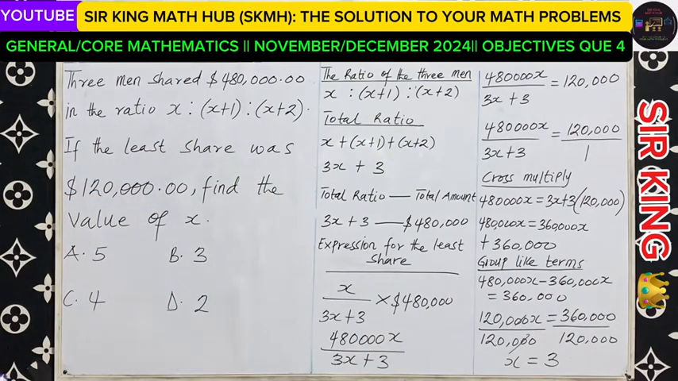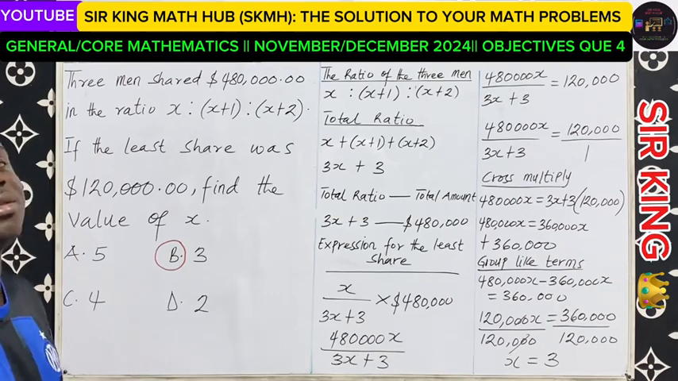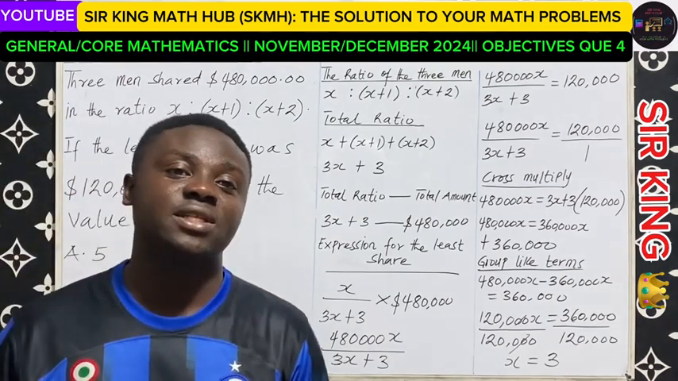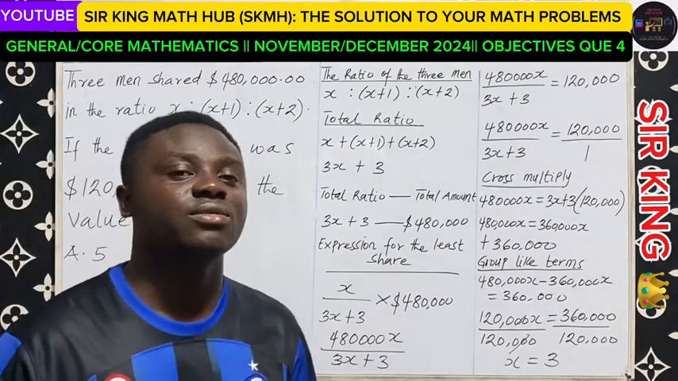So what is the right answer? From the alternatives, the right answer is option B. This is a very nice question. This was a combination of algebra and ratio.